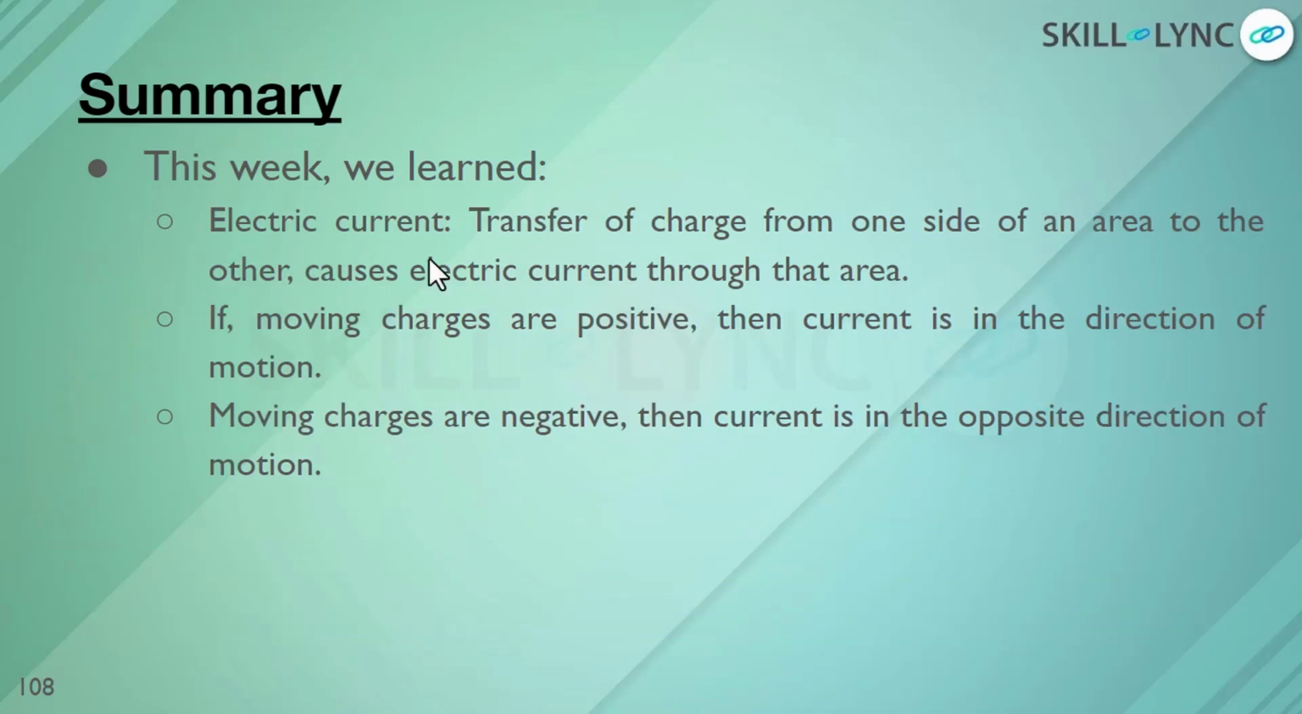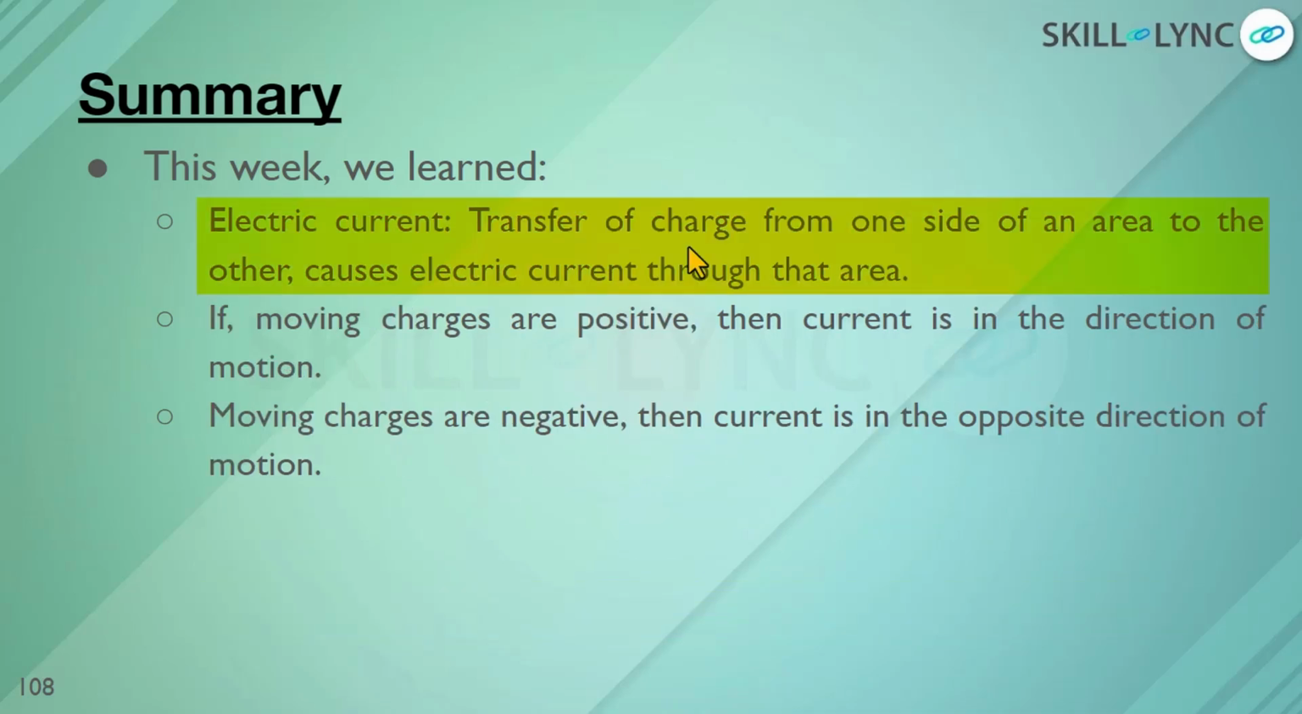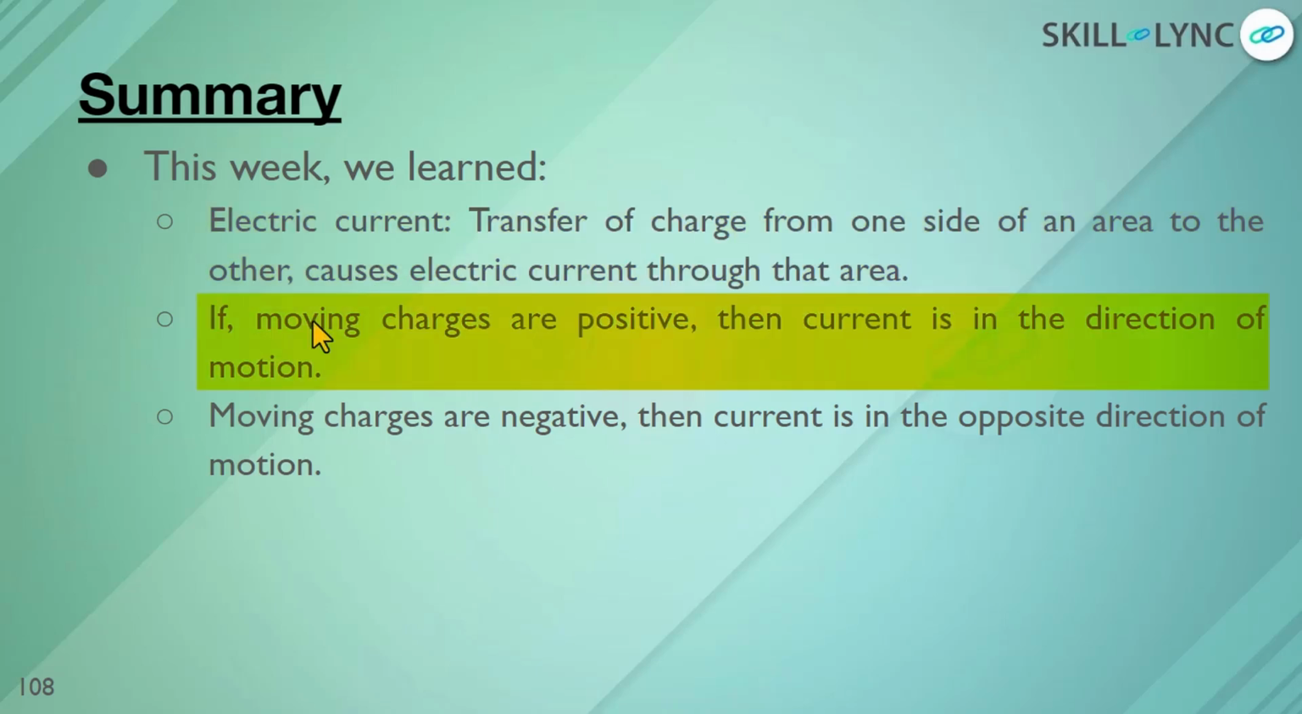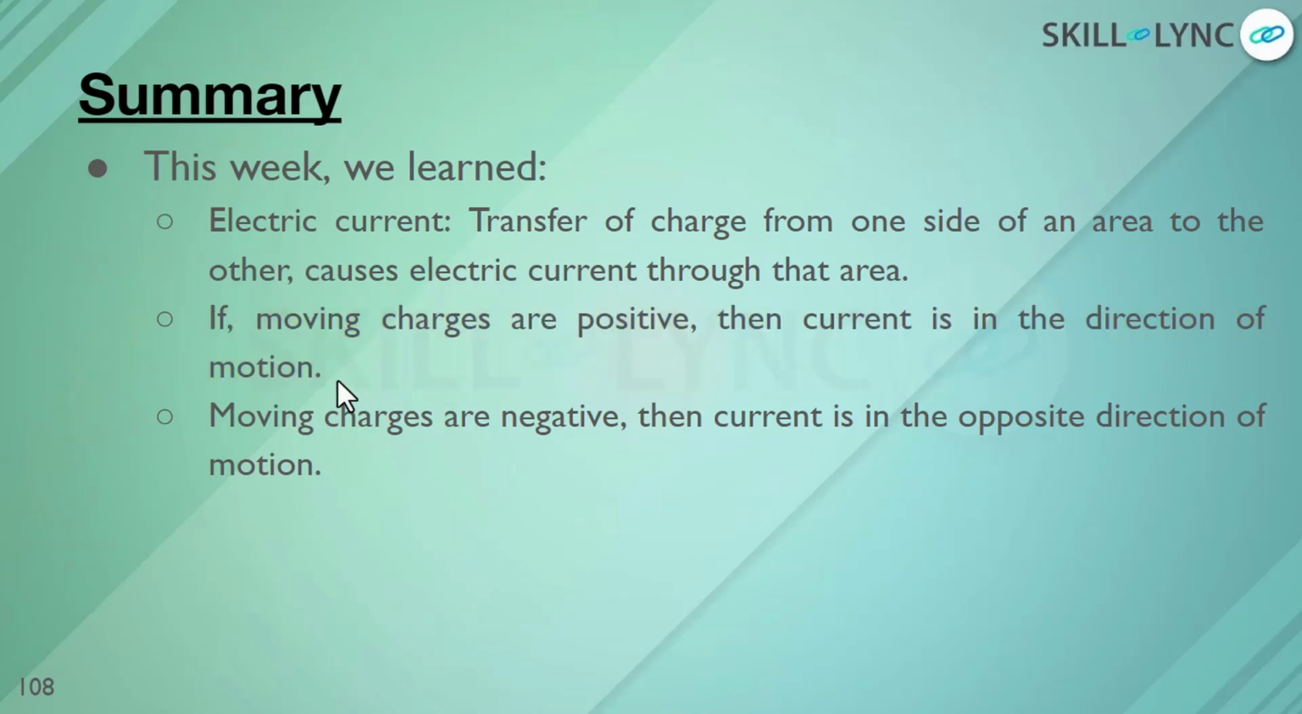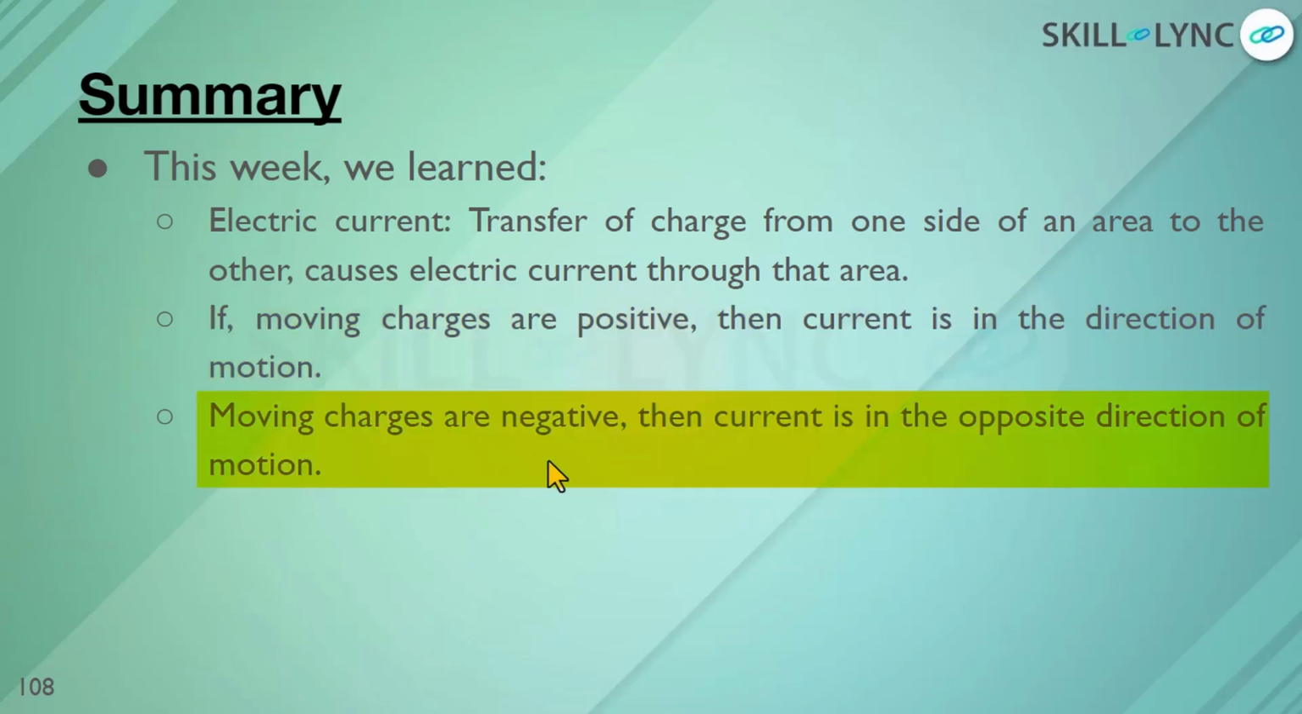Further, we have learned about the electric current. Transfer of charge from one side of an area to the other causes electric current through that area. If the moving charges are positive, then current is in the direction of the motion of the charges. Similarly, if the moving charges are negative, then current is in the opposite direction of the motion of charges.